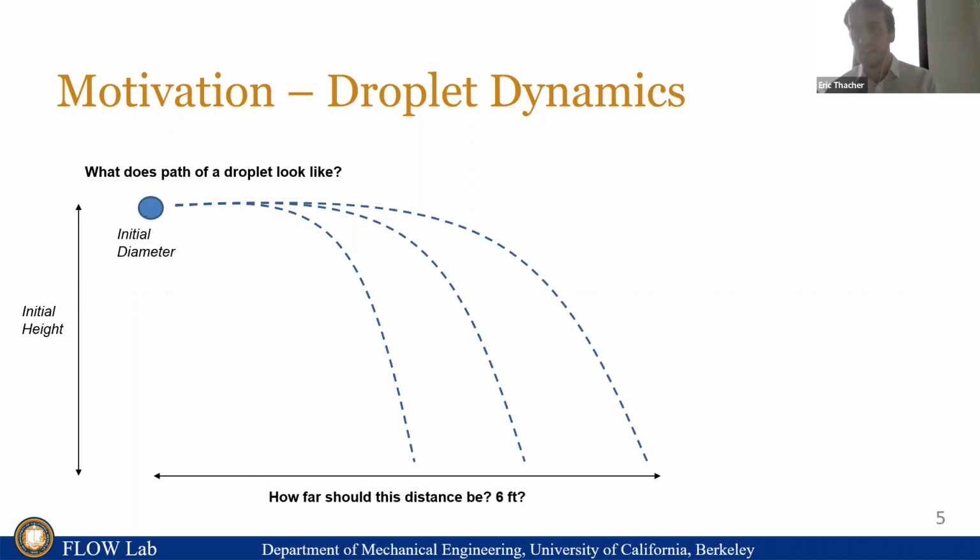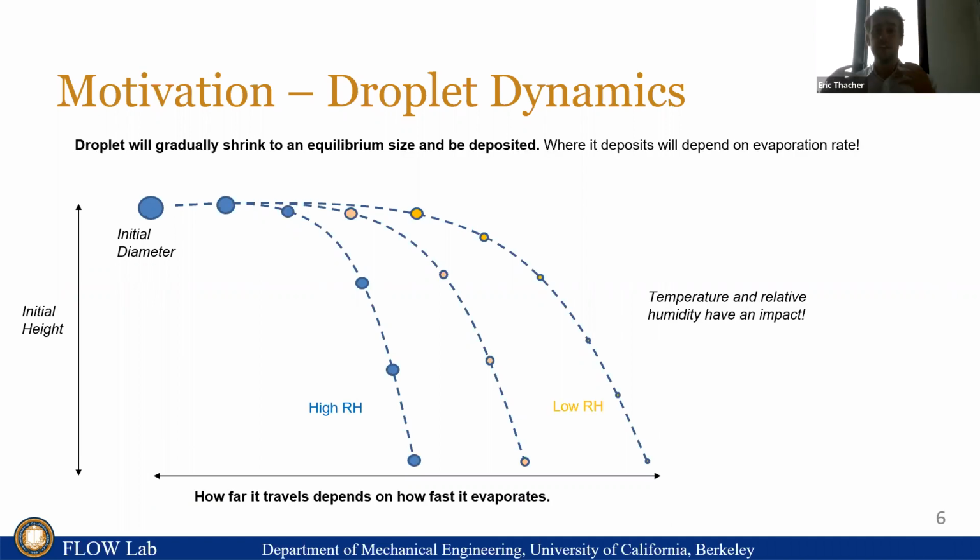And just studying the motion of that droplet, what environmental factors are at play to determine how far it goes? And one of the main factors is that there's a big temperature and humidity aspect. So basically the general path of a droplet once it gets expelled is that it's going to shrink to some equilibrium size and then be deposited. And the rate at which it shrinks is dependent on the humidity.